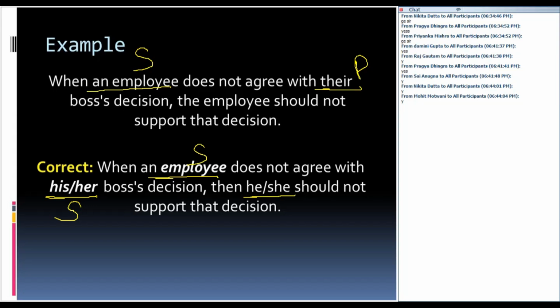So either I can use he or she here, or I can say then the employee should not support that decision. Both ways it is correct.